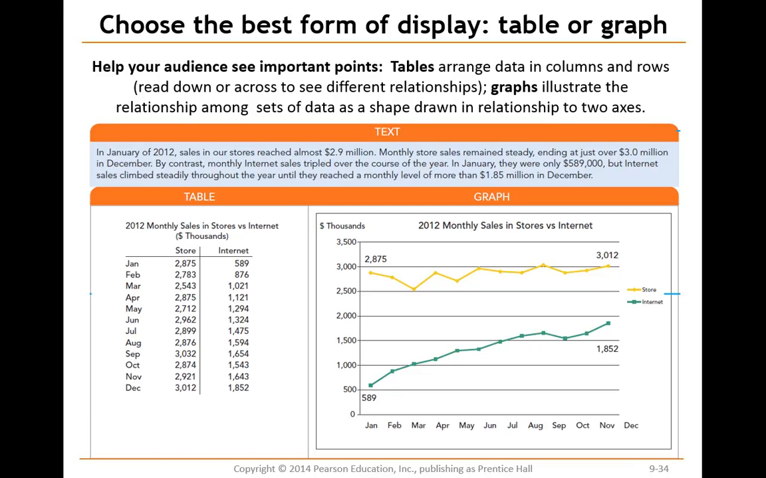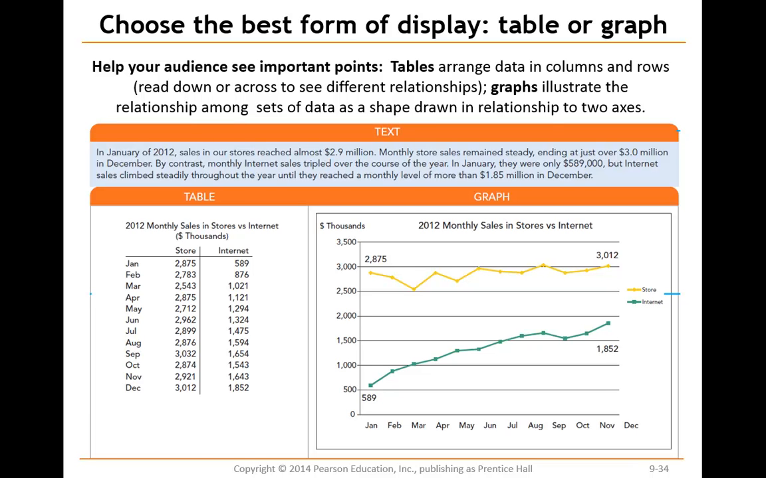Tables arrange data in columns and rows, allowing you to read down or across to see different relationships. Graphs illustrate the relationship among variable sets of data as an image or shape drawn in a relationship, and will have two axes. Because they represent data in different ways, tables and graphs have different uses.